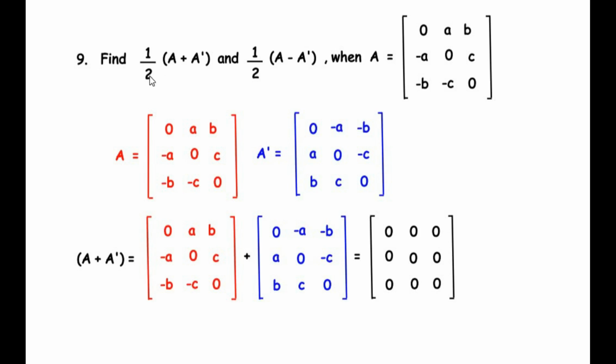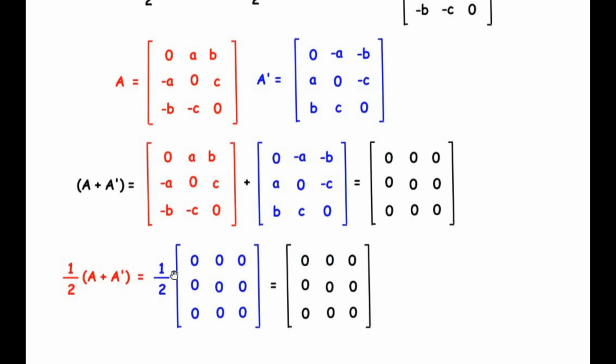Now let us see what is 1 over 2 times A plus A transpose. Now here 1 over 2 is a scalar quantity which multiplies with A plus A transpose matrix. So 1 over 2 times multiplies with each element of this matrix, which is a 0. So 1 over 2 times with 0 gives us 0 matrix. So here we have the value of 1 over 2 times A plus A transpose as a 0 matrix, since all the elements are 0.